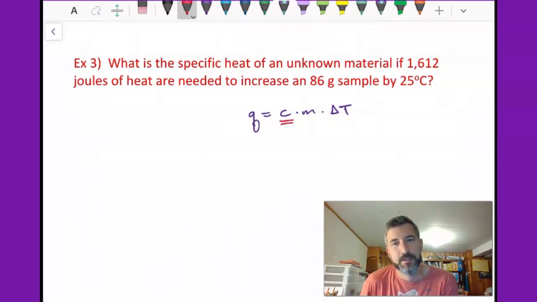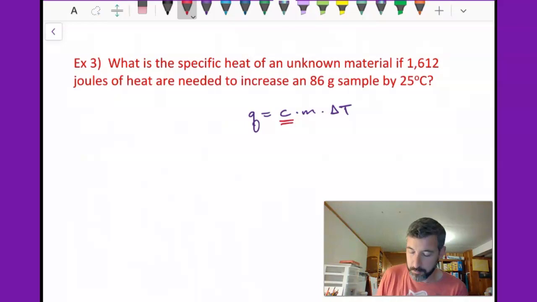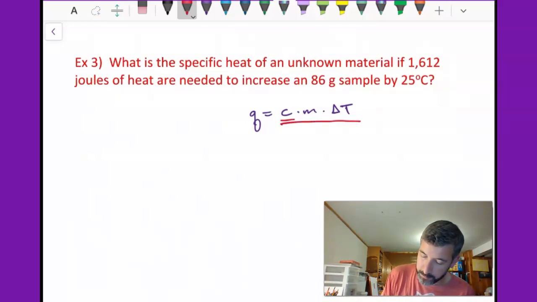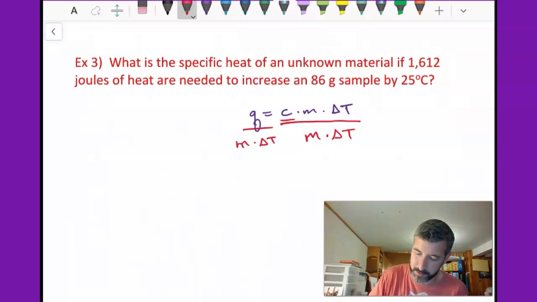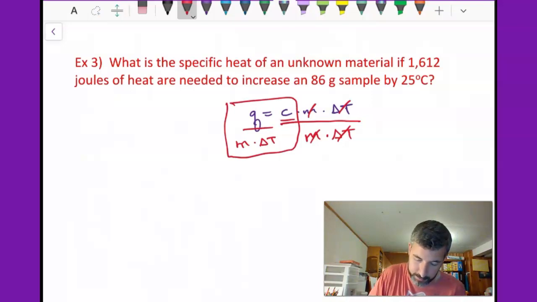So anyway, if we're trying to solve for C and it's being multiplied by mass and it's being multiplied by change in temperature, what are we going to have to do to get that C by itself? Okay, so hopefully you said that you are going to have to divide both sides by M times delta T, and that undoes what is being done to the C. In other words, C is being multiplied by M and delta T. We have to divide both sides by M and delta T. So there's our equation, and I'll rewrite it just to make it neater. C equals Q over M times delta T.